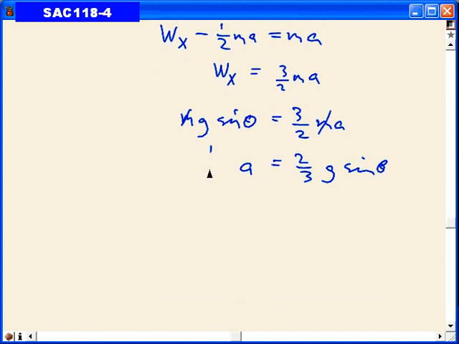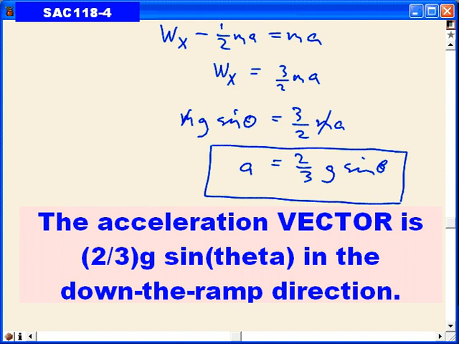Alright, let's call that the answer. We weren't given any values, so this one shortened up for us. I think I'll write that theta just a little bit neater so it's more obvious to you what it is. We got the acceleration in the down the ramp direction is 2/3 g sine of theta.